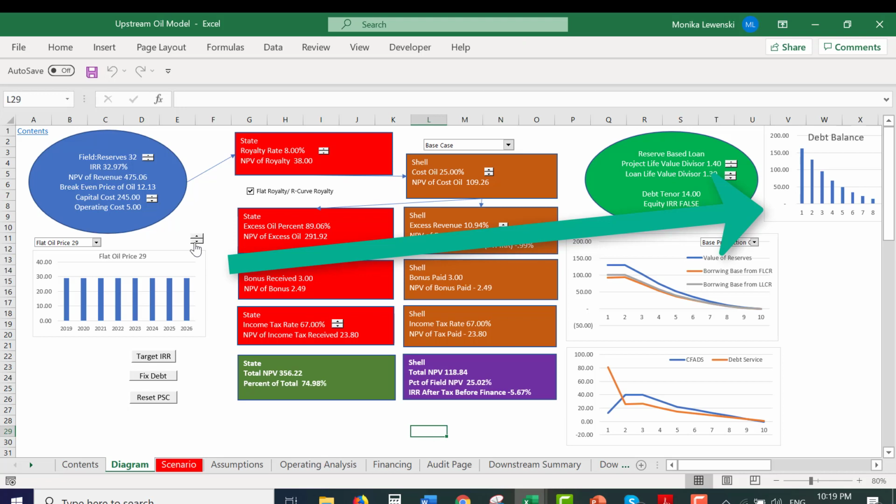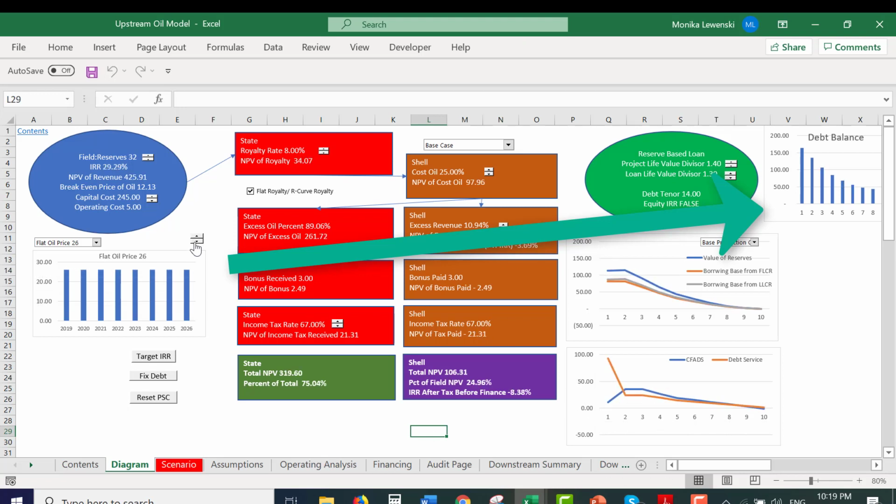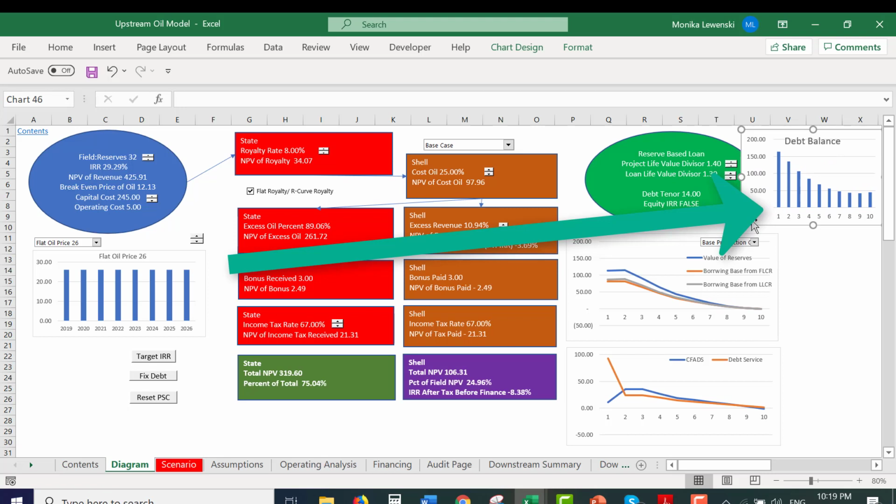pushing the oil price down. And when I just push it down, there, we can't pay it off. Is that right? Can we not pay it off? I need to compress it a little bit even more. Okay. Maybe I'll even just take this.